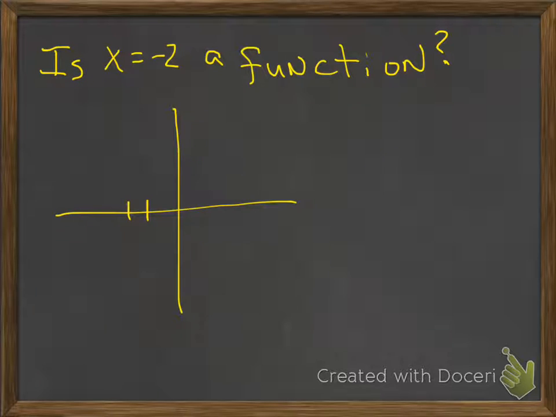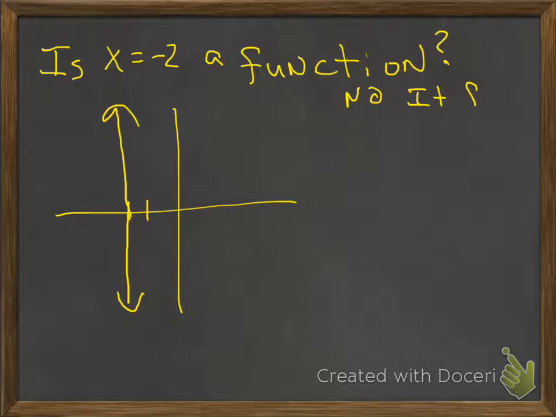The next one asks, is x equals -2 a function? We can represent this on the calculator, and if y'all ask me tomorrow to show you how to do some of these things on a calculator, I can show you how. X equals -2 is just a vertical line like this. It would fail the vertical line test, because a vertical line cannot be a function. So no, x equals -2 is not a function. We can represent it, but it is not a function.